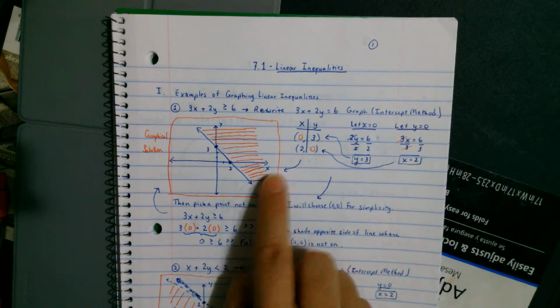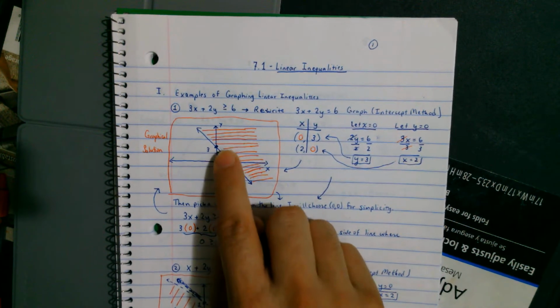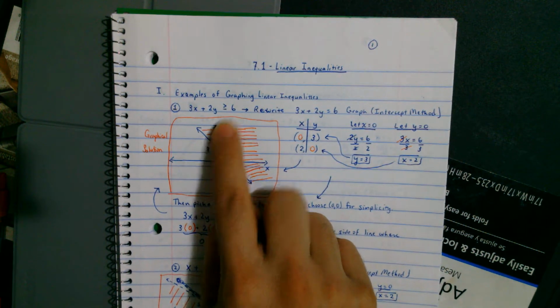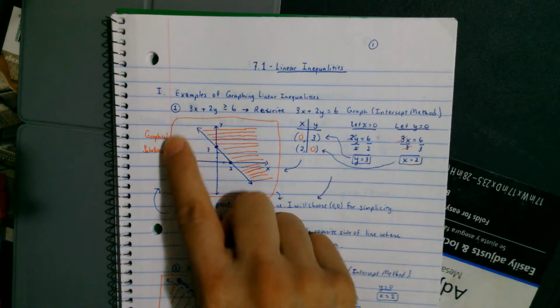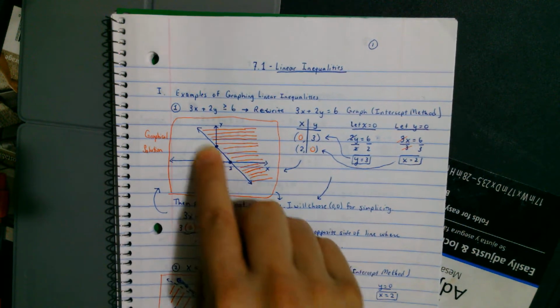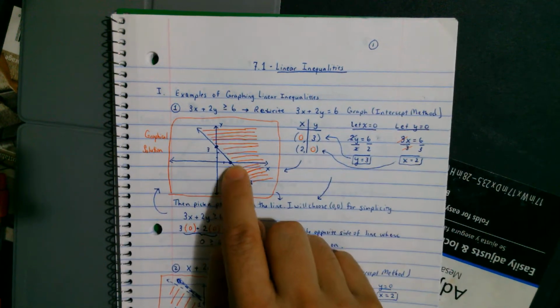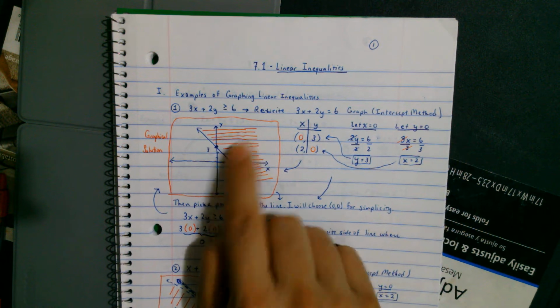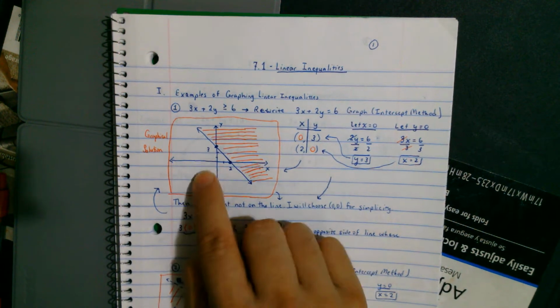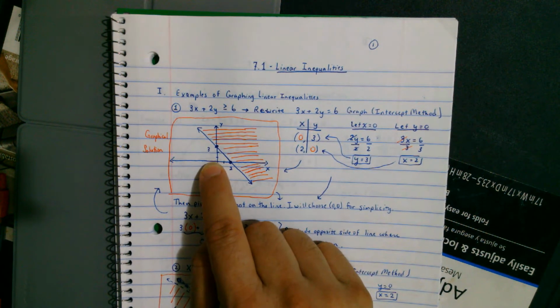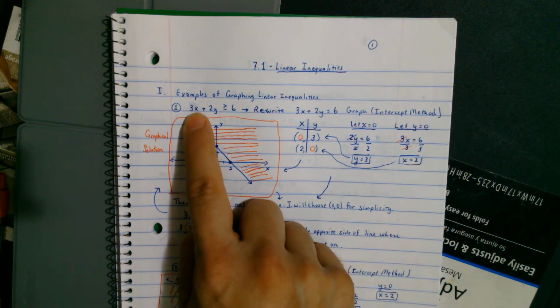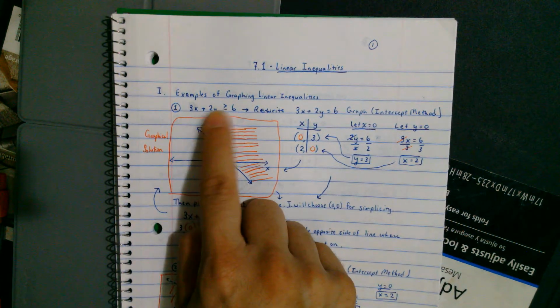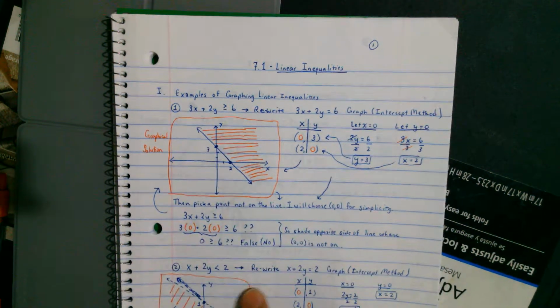This shading is going to come from this idea here. If it's less than or greater than, and if there's equals, it means it's a bold line. If there was no equals, this would be a dotted line. But for the meantime, it is equals. So you pick a point that's not on this line, on either side of the line. For simplicity, I picked (0, 0). So if x is 0 and y is 0, would this thing be true or false?